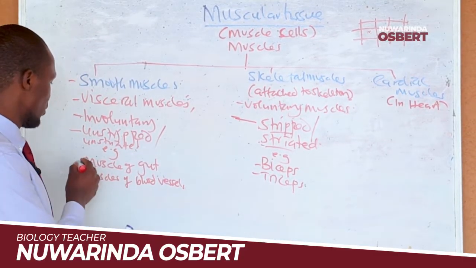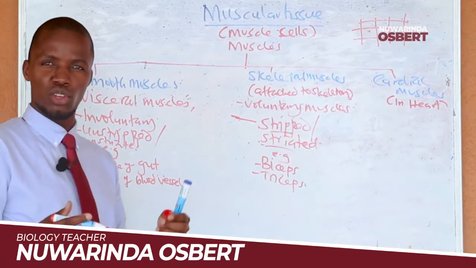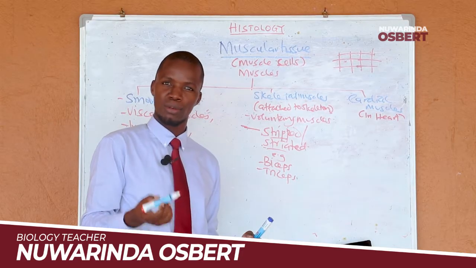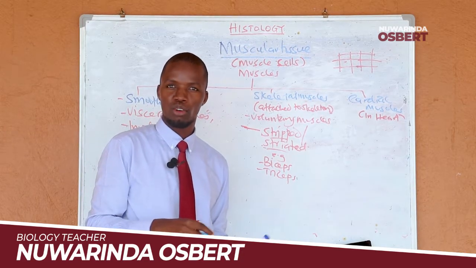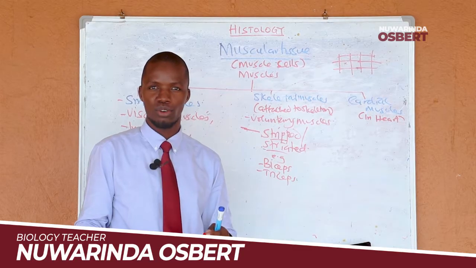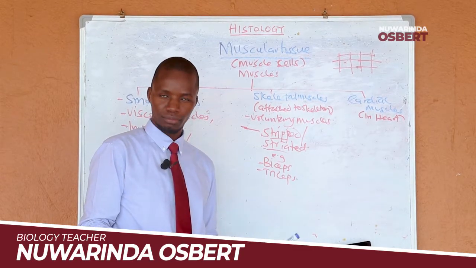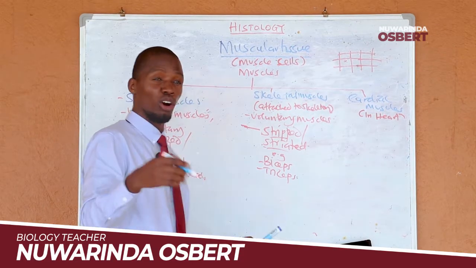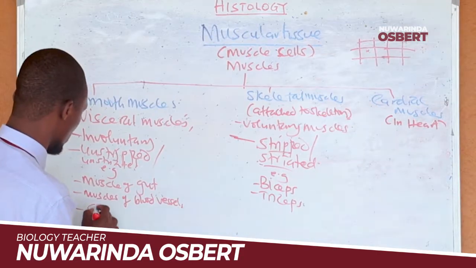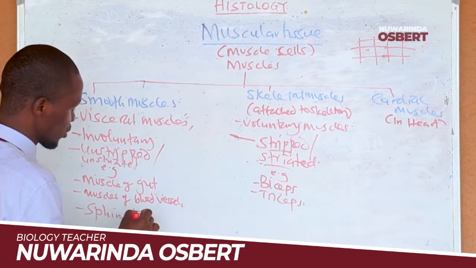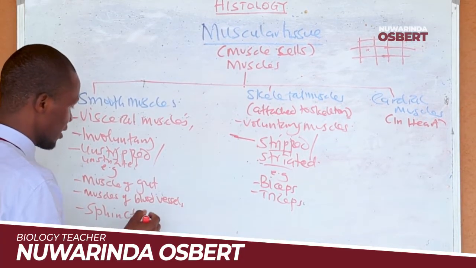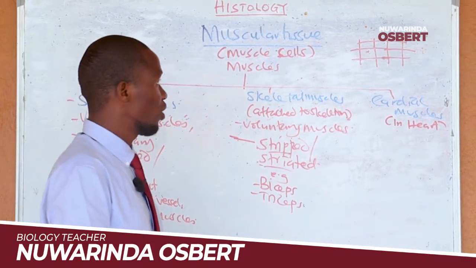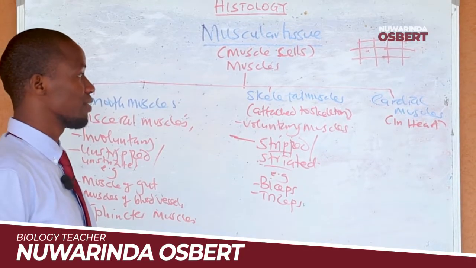Another example you have to know is the sphincter muscle. I hope you have heard about sphincter muscles. You have sphincter muscles within the alimentary canal. We have got the pyloric sphincter muscle, the cardiac sphincter muscle, and muscles found in the anus that regulate the release of feces and so on. All those muscles are smooth muscles. They are part of the gut. We call them sphincter muscles. These are all smooth muscles.